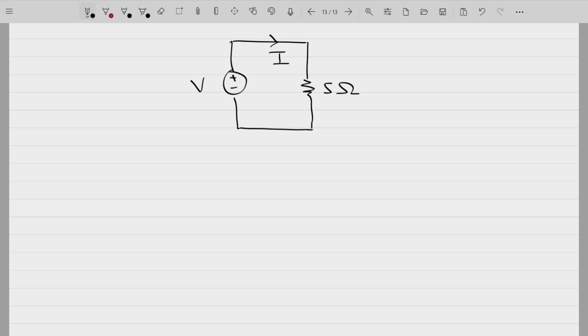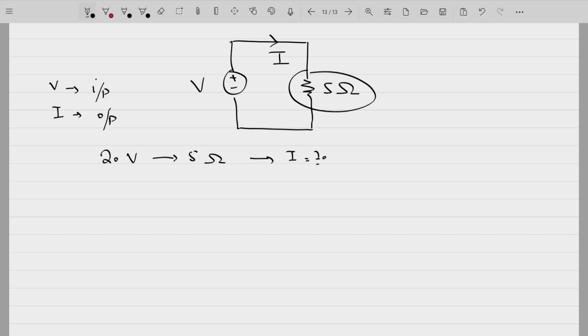So we have a basic example wherein we have a simple resistor circuit. Say for example, we have a 5 ohm resistance. We are applying an input of V and it's producing an output of current I. So V here is the input, I is the output, and the system is this resistance whose value is R equal to 5 ohms. If we apply, say, 20 volts to this 5 ohm resistor, how much current will flow through it? I is equal to V by R, that is 4 amperes. Now if we apply an input of 30 volts to this 5 ohm resistor, how much current will it produce? I is equal to 30 by 5, that is 6 amperes.